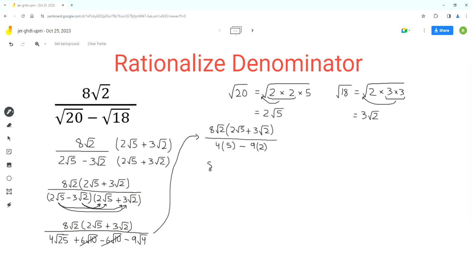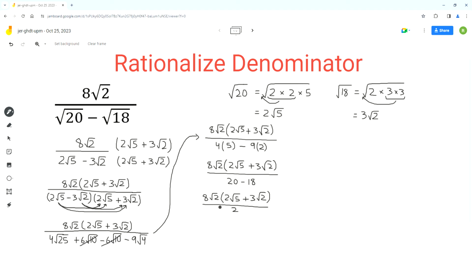So now we can rewrite the expression. The numerator stays the same, so 2 square root 5 plus 3 square root 2, and in the denominator we can multiply. So 4 times 5 is 20 minus 9 times 2 is 18. So now we can subtract the terms in the denominator. So 8 square root 2 times 2 square root 5 plus 3 square root 2 over 2.